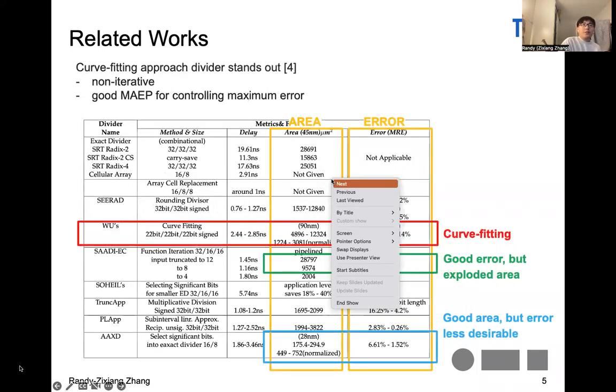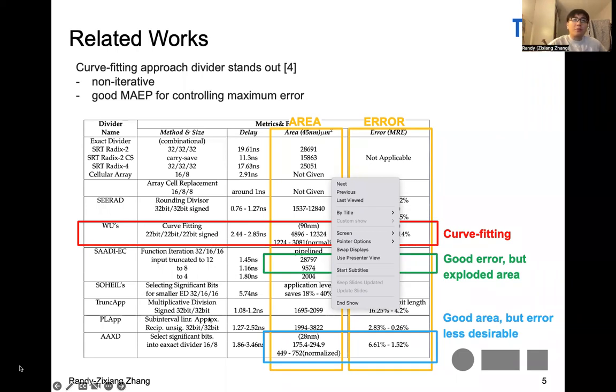Here are some related works. Among them, we noticed that the curve fitting approach dividers stand out among these approximate dividers. Notice that for the area column, we have normalized the area to 45 nanometer technology.